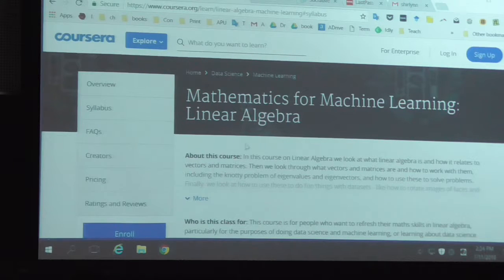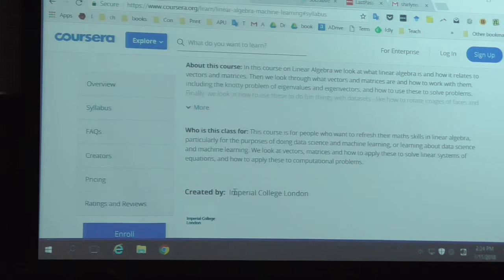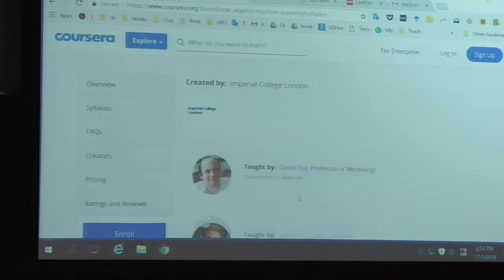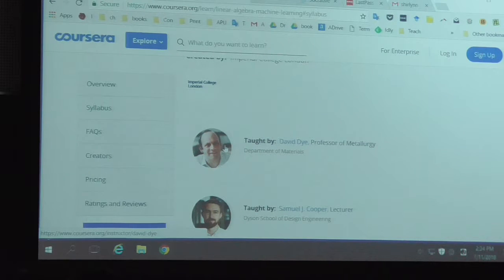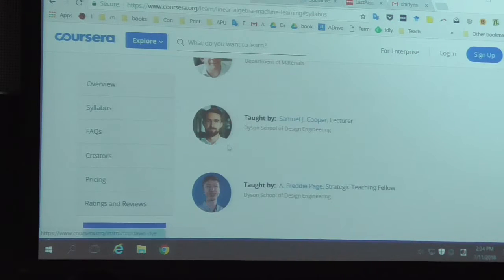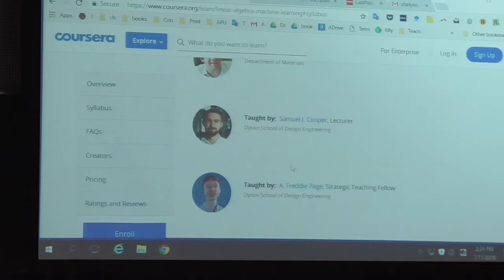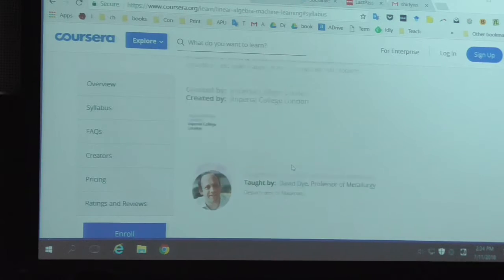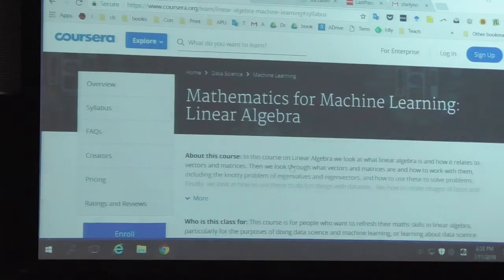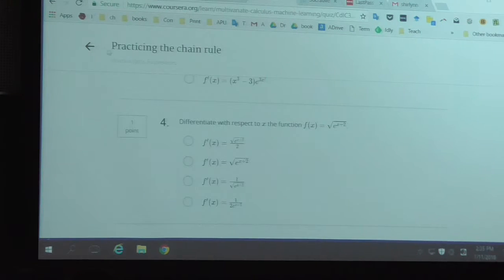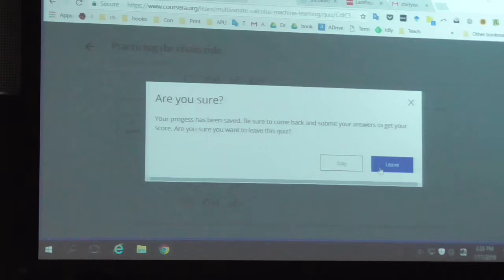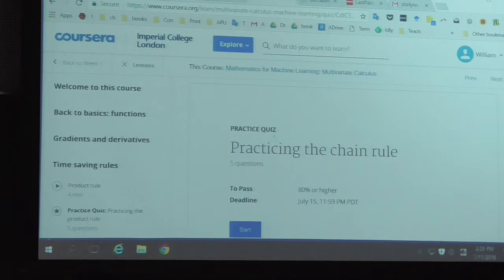So it's by the same guys. It's still by Imperial College London, and it's the same, this guy, well, I don't know, this guy wasn't in the first one or not, I forget. This guy, and this guy. So it's by the same people. And we did, what was it called? Multivariate calculus. We did the first week of that.